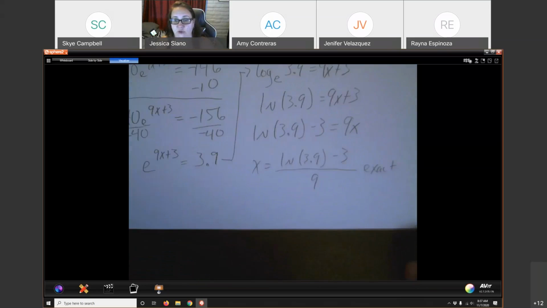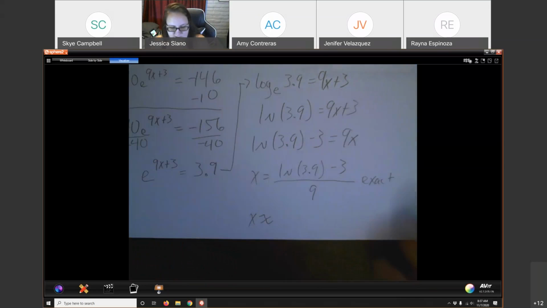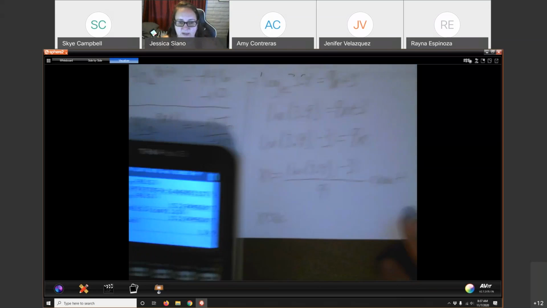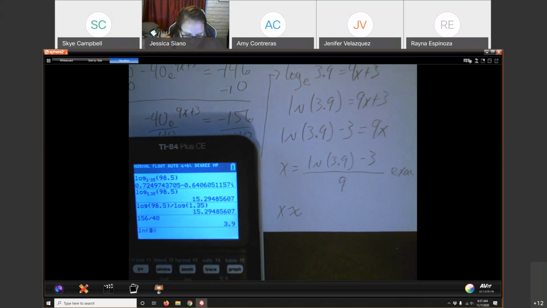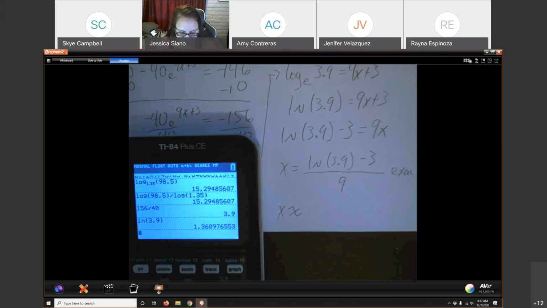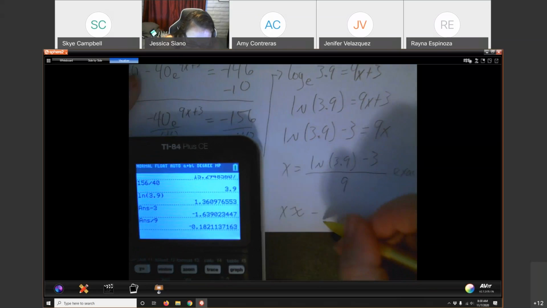And then my rounded answer would be the ln of 3.9 minus 3 and then divided by 9. Four decimal places, so negative 0.1821.